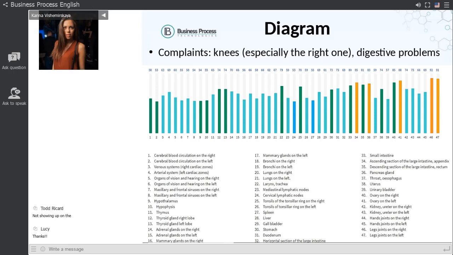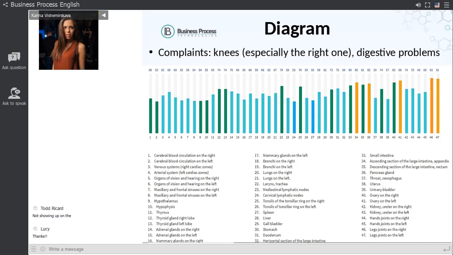Let's see the diagram, since we already talked about the colors, and we can see what the person has. I told you in the beginning that it's very important to ask about the complaints. What are the complaints of the person? Because as you can see on this diagram, you can see the organic structure of the organs. You need to pay attention to the organs that are now marked with green. And these organs have a certain level of hyper or hypofunction.